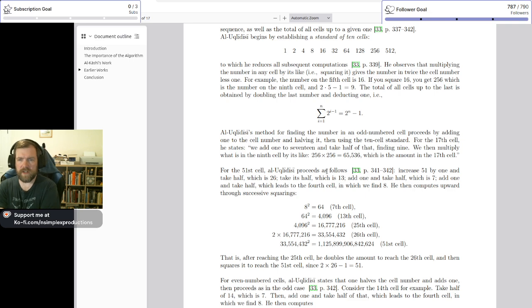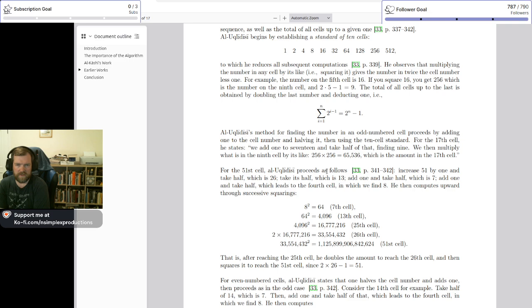Al-Uqlidisi's method for finding a number in an odd-numbered cell proceeds by adding 1 to the cell number, then halving it, then using a 10-cell standard. For the 17th cell, he states: we add 1 to 17, take half of that, finding 9. We then multiply what is in the 9th cell by its like, 256 times itself is 65,536, which is the amount in the 17th cell.